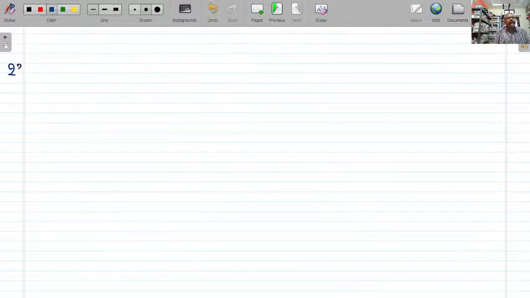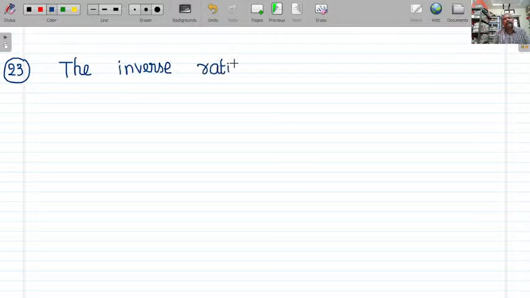So let us move to the 23rd problem. The inverse ratio of 2 is to 3 is to 4. Right, the inverse ratio of 2 is to 3 is to 4. Yes, Pujita, absolutely correct.